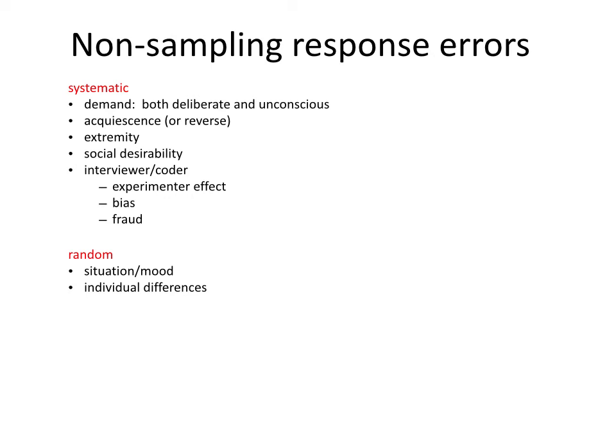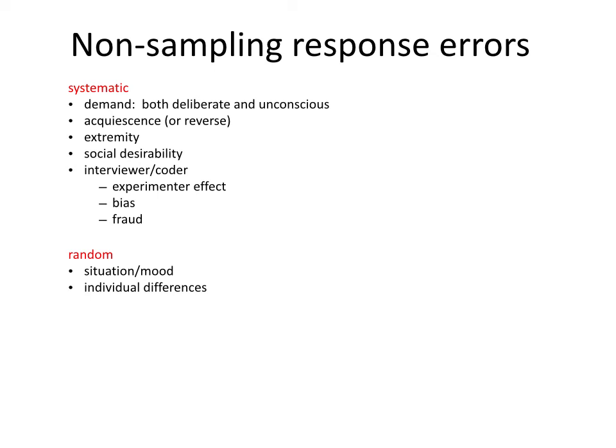And then there are interviewer-coder factors that systematically lead to error. The experimenter effect, you have a reading on the experimenter effect. This is a sort of unconscious creation of demand on the part of the interviewer or the experimenter that leads people to certain answers. There is bias on the part of the person collecting the information.